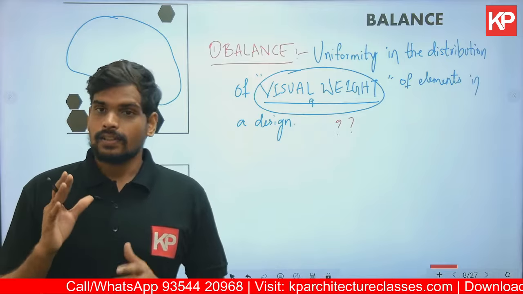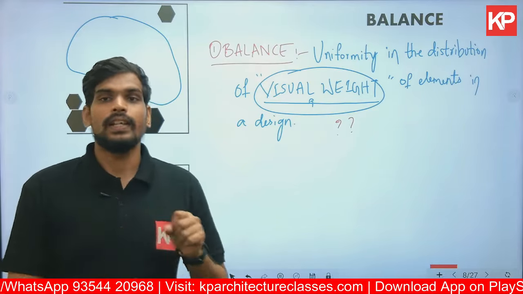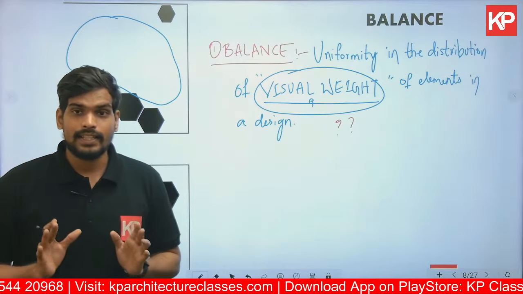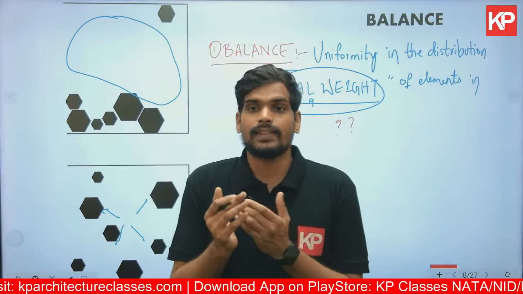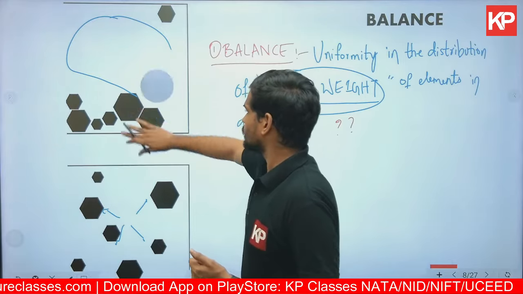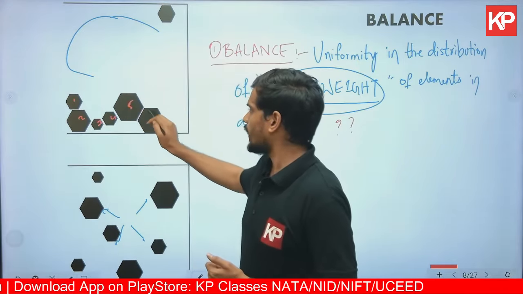Visual weight is the same thing, how heavy something is, but visually. If I ask you what is the visual weight of this hexagon, you cannot give me an answer in kg, but visual weight will tell you how heavy something is relative to others. If you see over here in this picture, there are six hexagons which you see over here, 1 2 3 4 5 and 6.